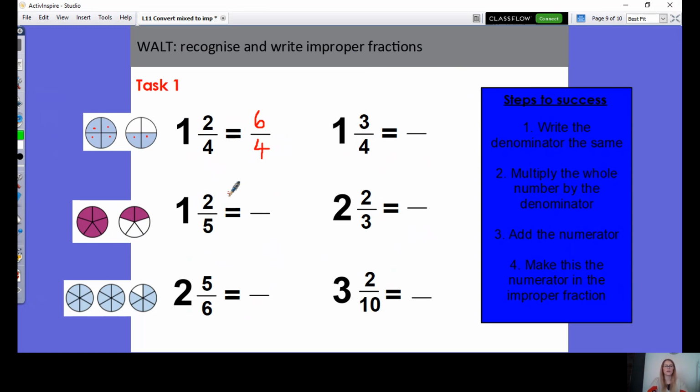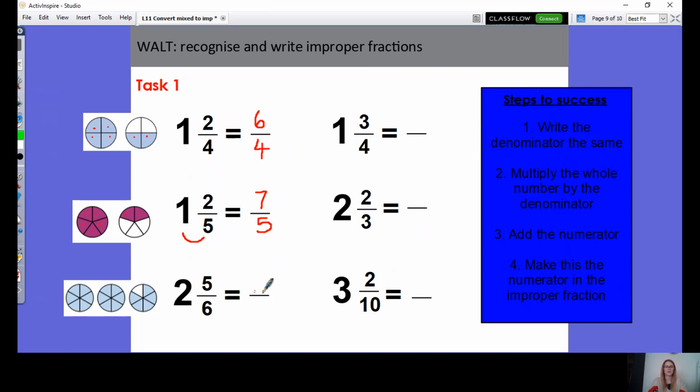So now I have 1 and 2 fifths. So again, I'm going to write 5 on my denominator. And then I can do my multiplication for step 2. So 1 times 5 is 5. And then 5 add 2, I know is 7. 1, 2, 3, 4, 5, 6, 7. Well done if you got that correct.